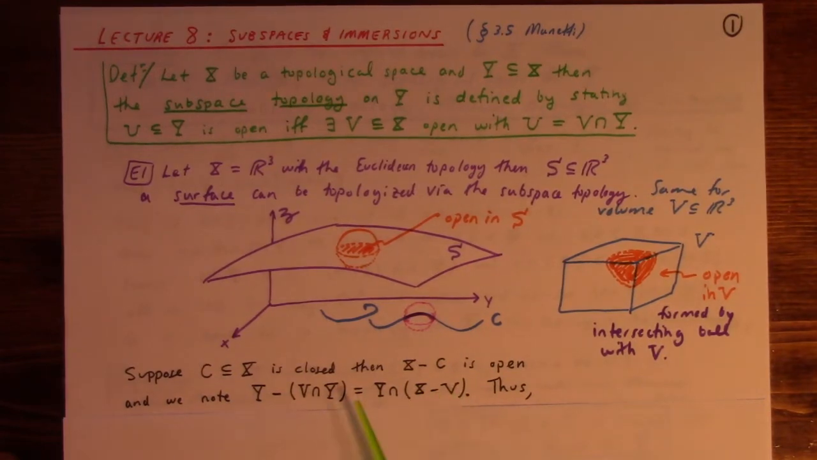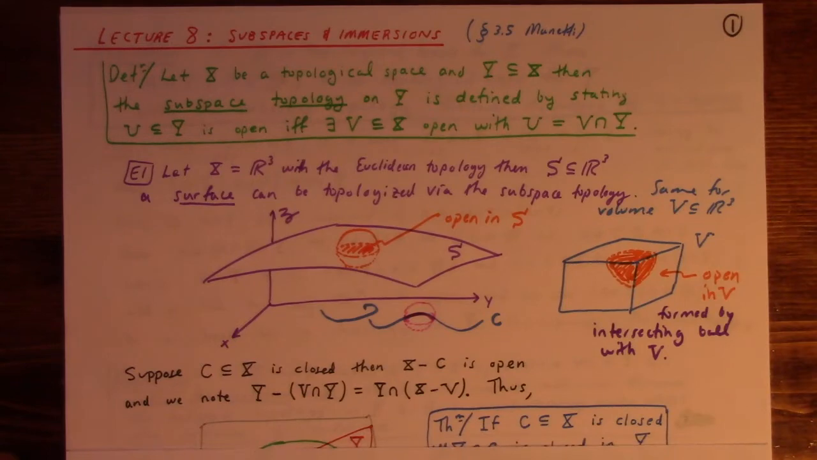Right? X minus V versus Y minus the intersection of V with Y. And it's easy enough to verify this set theory right there. If you don't believe it, you should prove it. All right. Here's a picture.